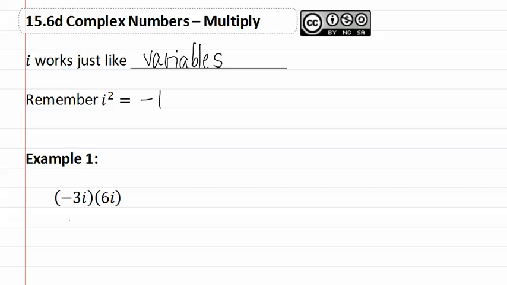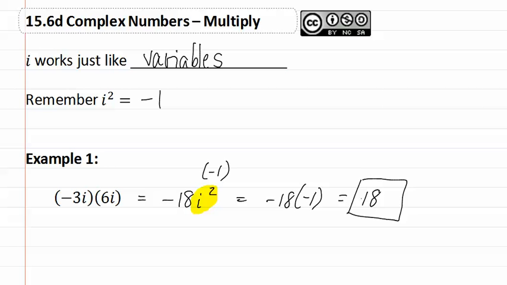If it works just like variables, that means that we just multiply the numbers and then multiply the letters. So we have negative 3 times 6 is negative 18, and i times i becomes i squared. But we have to remember that i squared is negative 1, so we need to make a substitution here. Instead of the i squared, we need to be writing negative 1. So now we have negative 18 times negative 1, which gives us a positive 18, which is our final answer.